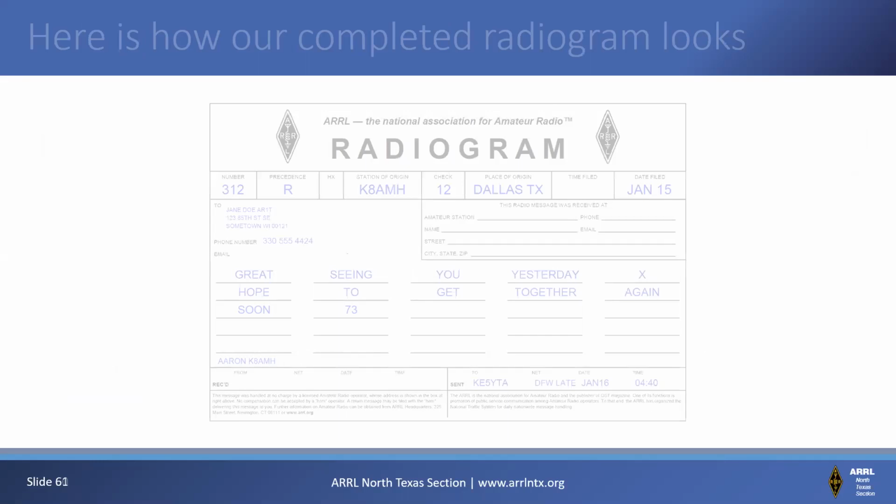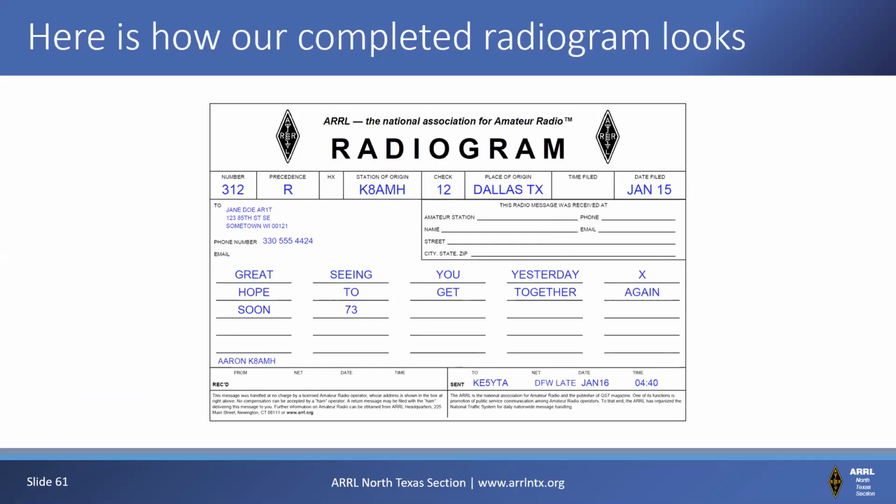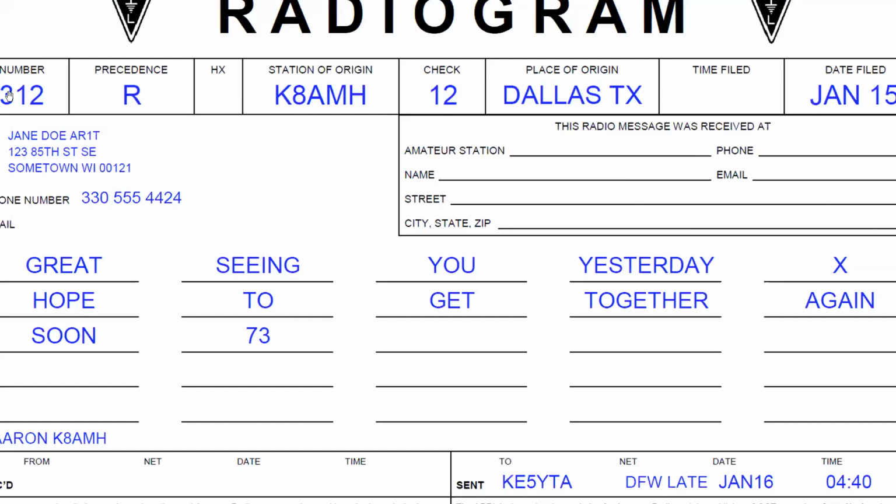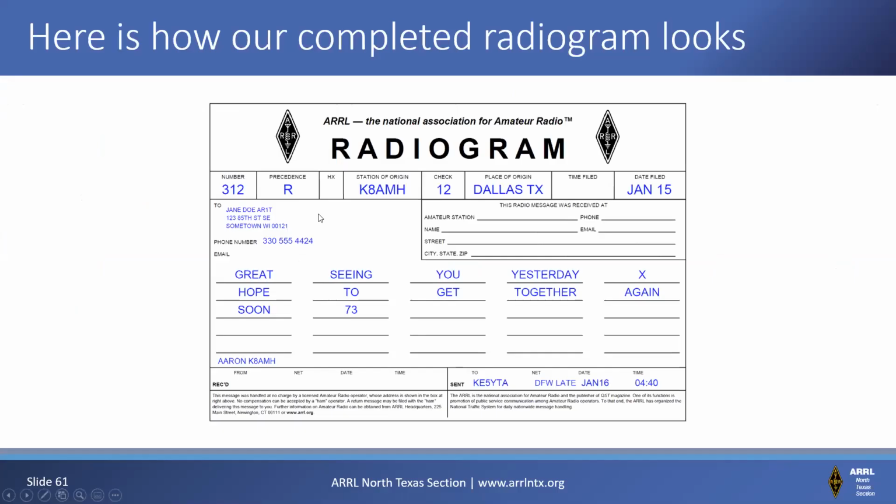So this is how this radiogram looks from everything that we've built up. Let me zoom in on it so we have a little bit better view. So the number, precedence, we had no handling instructions, so that's blank. The origin is me. Check of 12, Dallas. Where it's headed, the message, signature, and then who I relayed it to after I moved it on the traffic net. Are there any questions on this example?